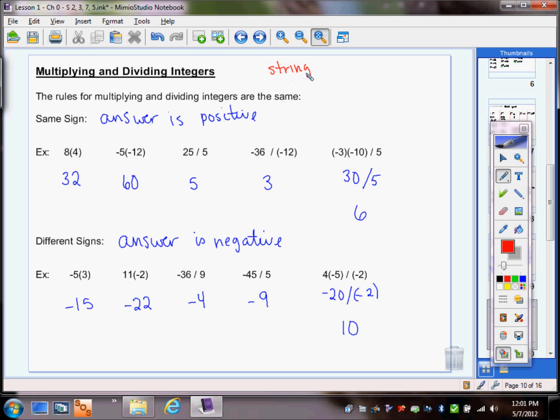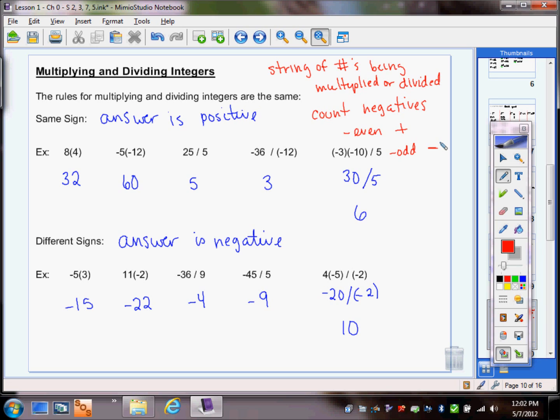If you have a string of numbers, okay? You know how sometimes they'll give you a whole list of numbers to all multiply together? And some of them are positive and some of them are negative. If you count up the negatives, so go down the list and count negatives. Okay. If your number is even, your answer is positive. If it's odd, your answer is negative.